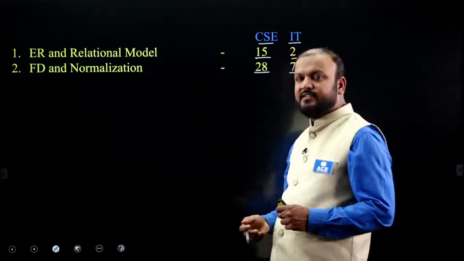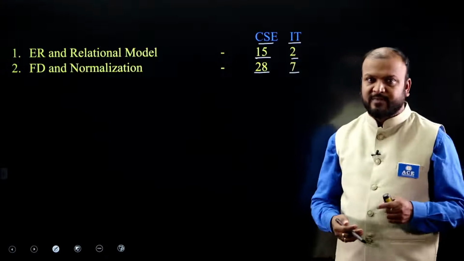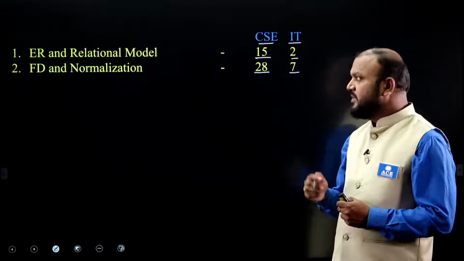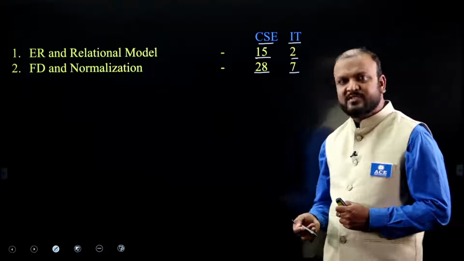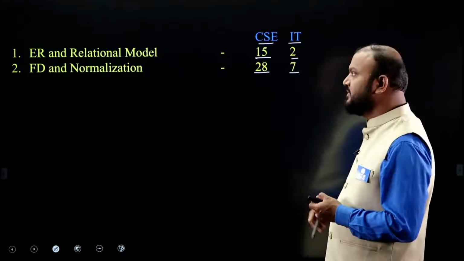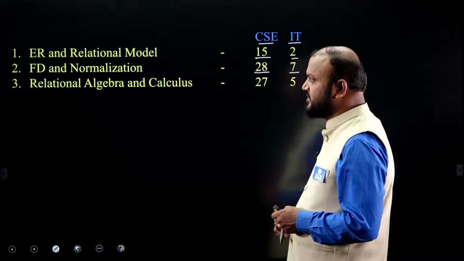Almost every year, a minimum of 1 question is coming from the chapter of functional dependency and normalization. Most of the time it is a 2 marks question, sometimes a 1 mark question, but a question is guaranteed from functional dependency and normalization.